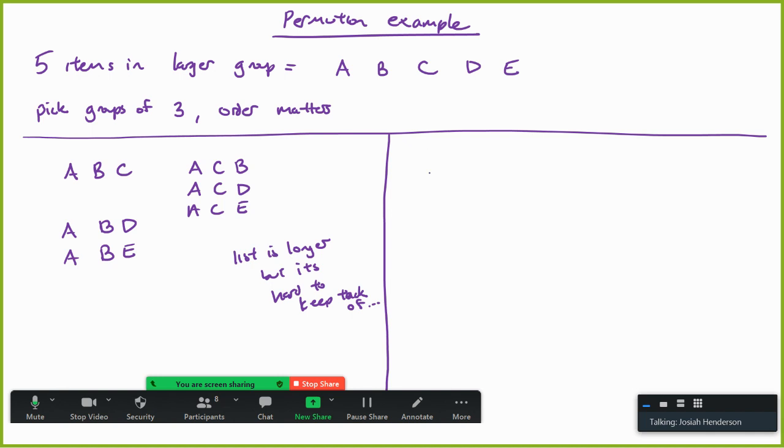So we want to do the permutation formula, but our larger group is 5. So 5 pick 3, picking groups of 3 from a larger group of 5. We're going to fill in our formula. So it's n factorial, 5 factorial over 5 minus 3 factorial.